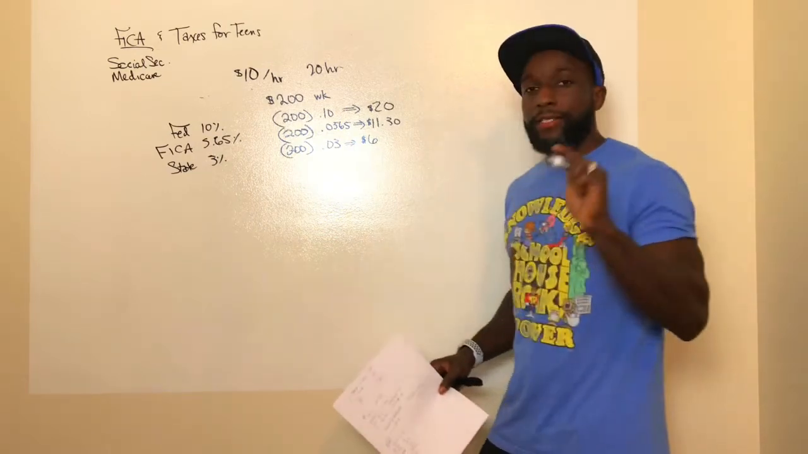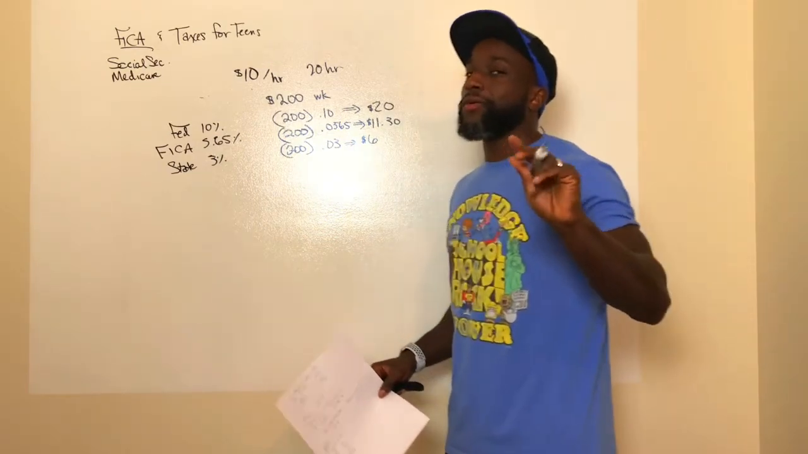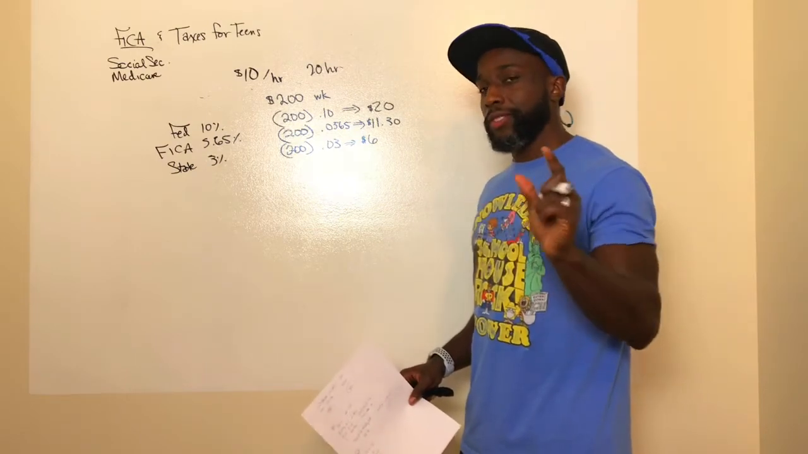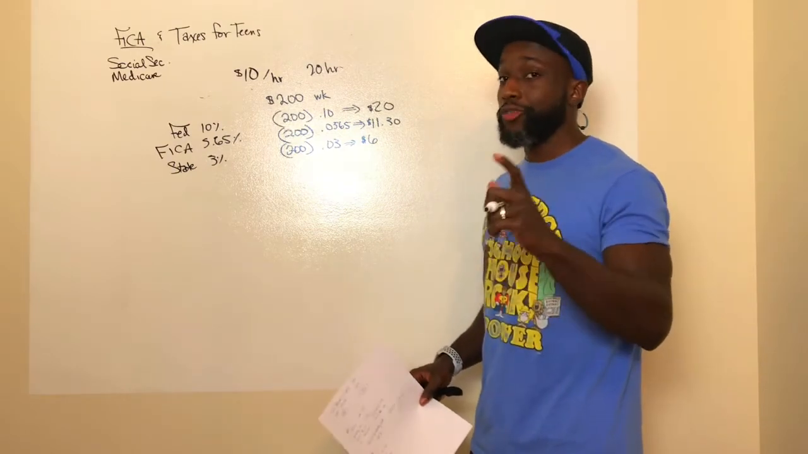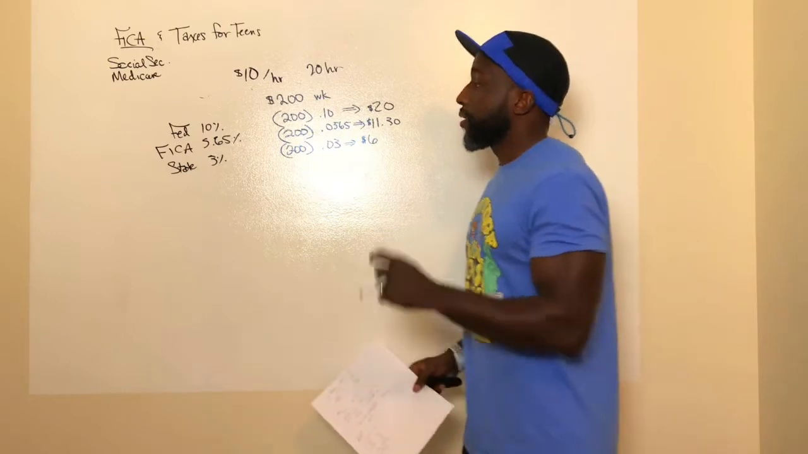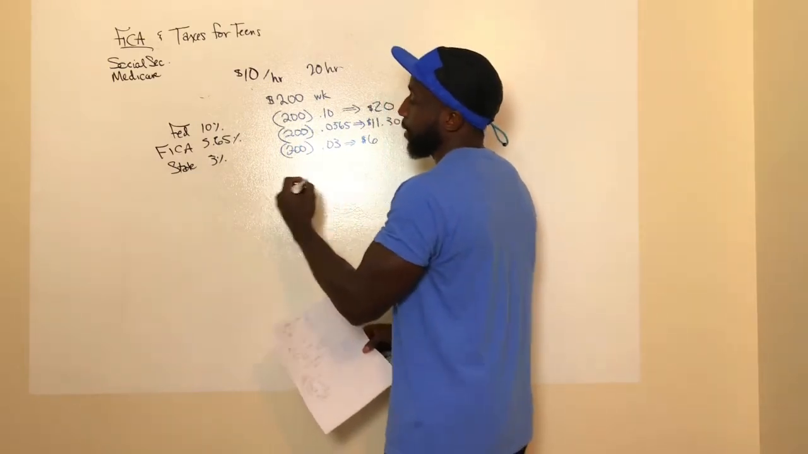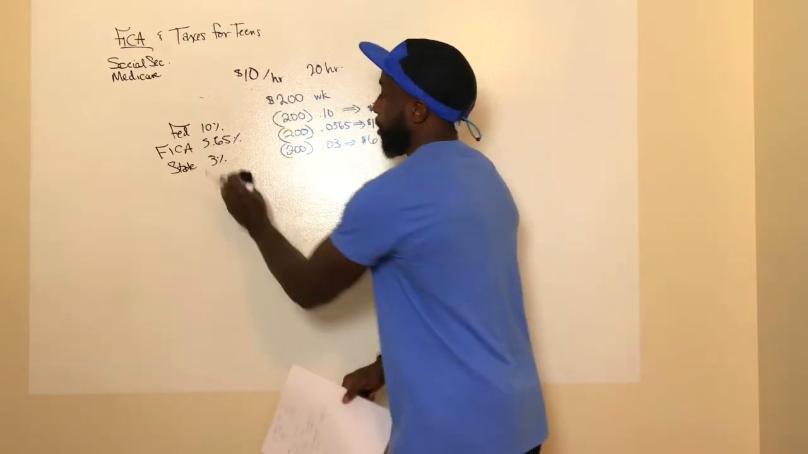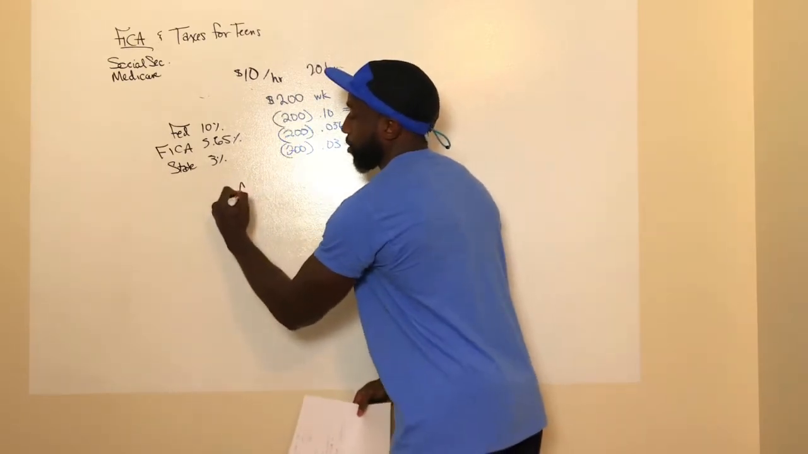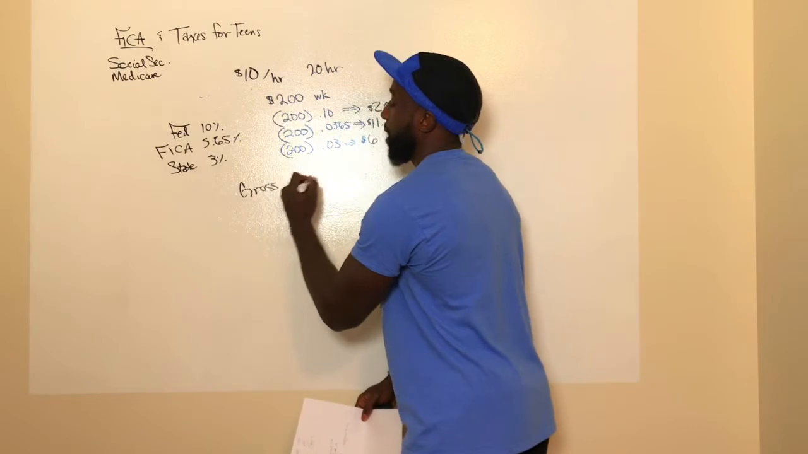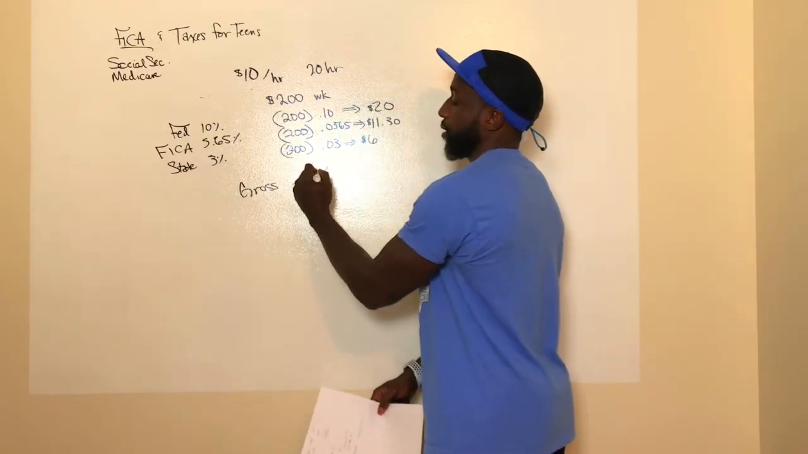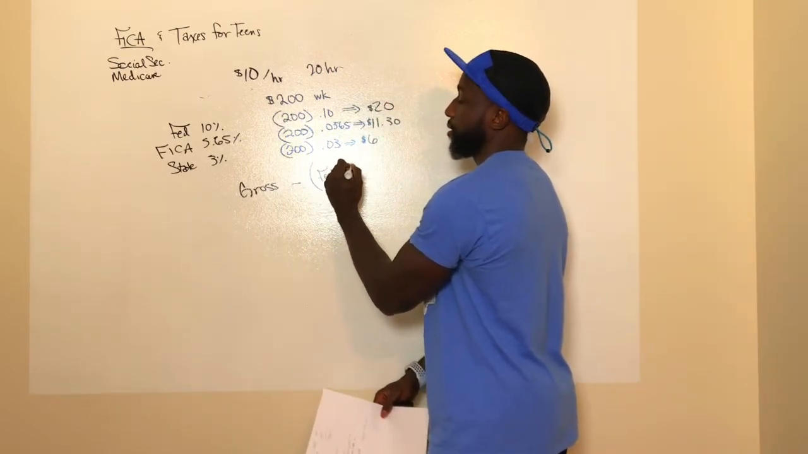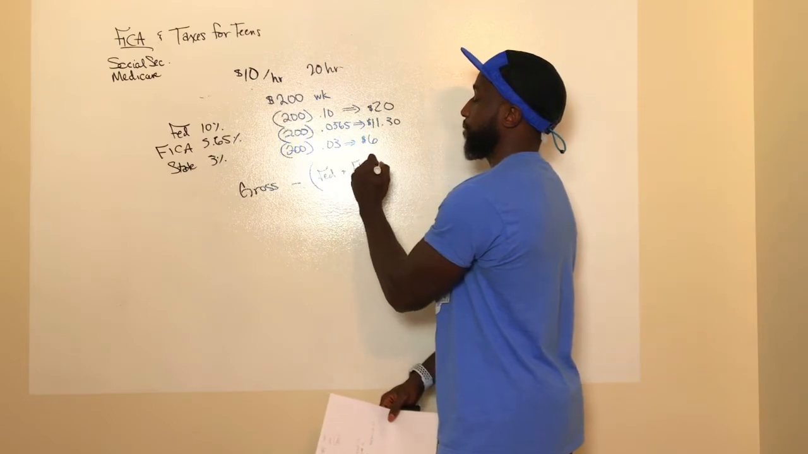All right? Now we want to know what the net weekly income is going to be, right? The net, the amount you actually get to put in your pocket. The net amount is going to be the gross amount minus your Fed plus your FICA plus your state tax.